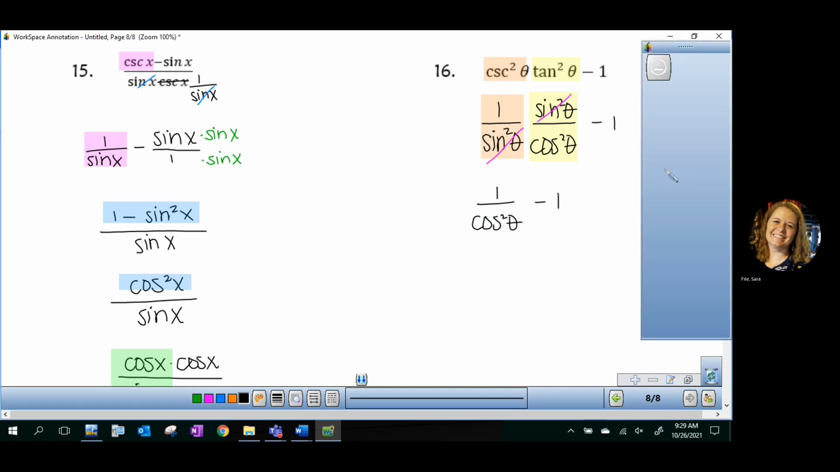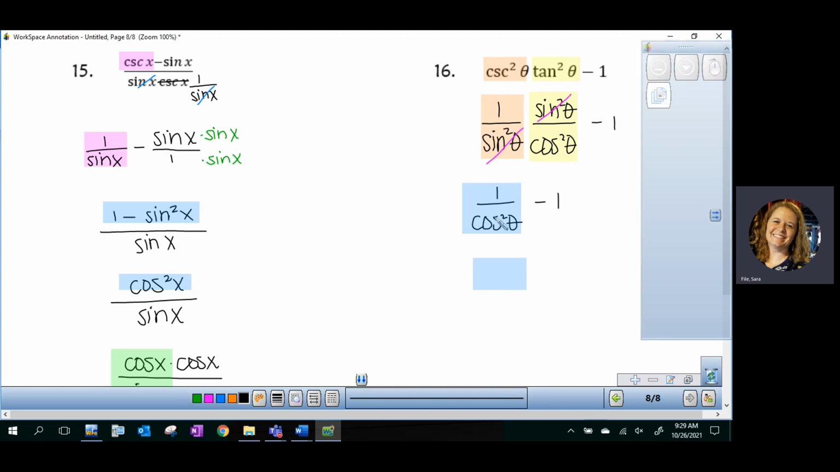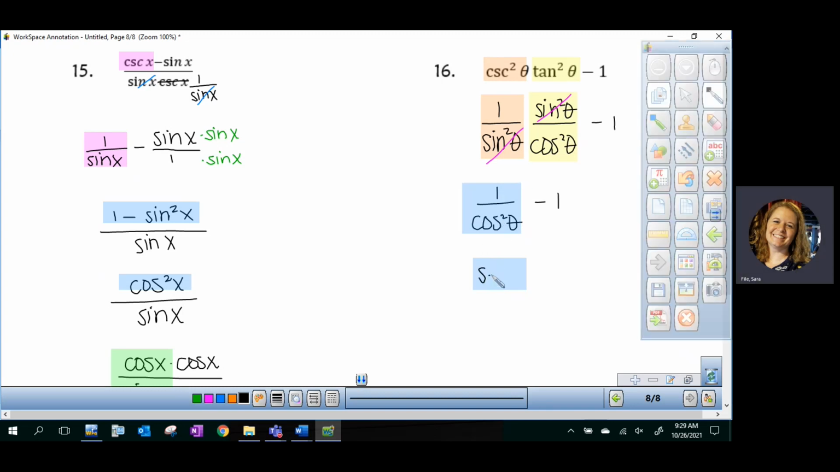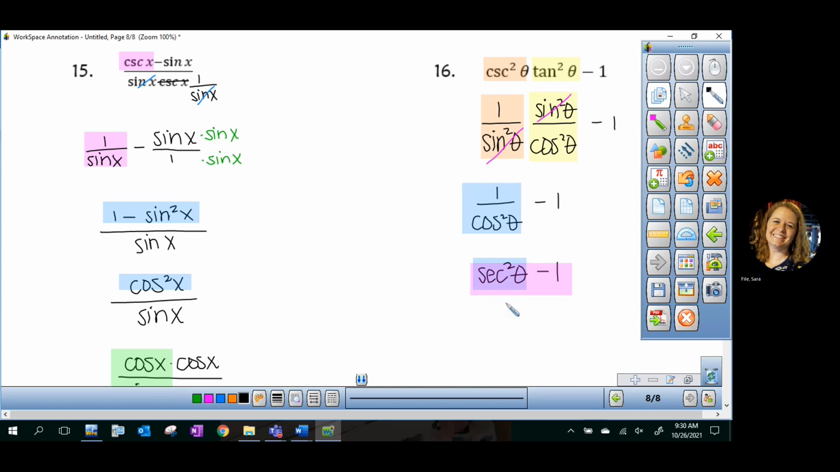minus 1. Okay, so now I'm going to work backward. Instead of getting everything in terms of sine and cosine, I'm going to go backward and change this out of cosine so that I get rid of the fraction. So that would be secant squared. Now that right there is a Pythagorean identity. Secant squared minus 1. What's that equivalent to? Tangent squared.